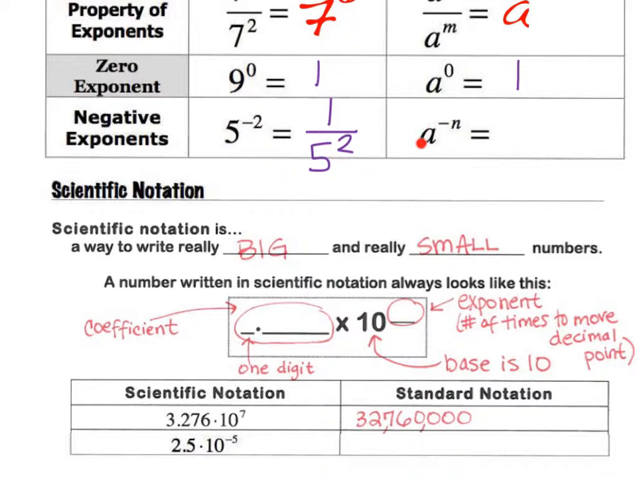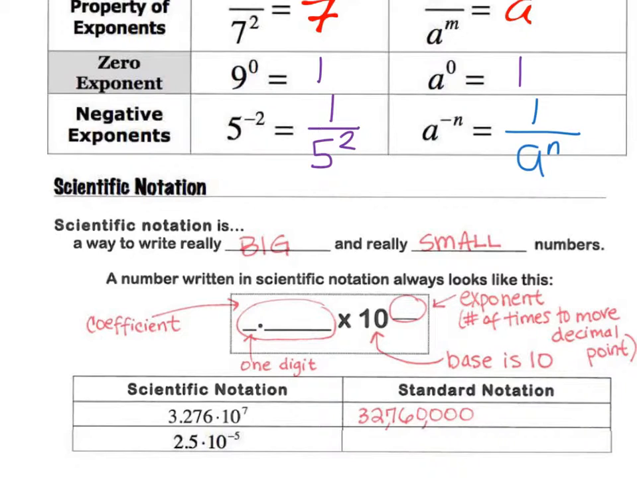Similarly, a to the negative n, well, since there's a negative exponent, I know I'm going to need a fraction. I'll move my base a down to the bottom of the fraction and change the exponent from negative n to positive n. And then on top we'll put a 1.